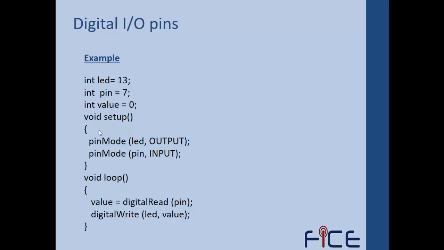Alright. So pin is nothing but the pin number 7. So it will read whatever is there on the pin number 7. Then next, digital write LED value. So now write that value on the LED.